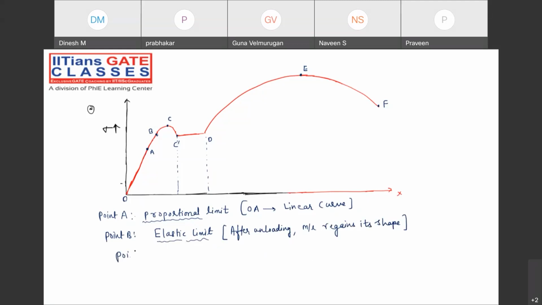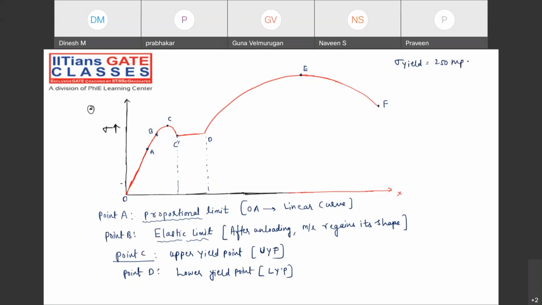Then what about the point C? Upper yield point. We say upper yield point. What about point D? We call lower yield point. Now tell me, in our design purpose, this I'm calling upper yield point and this lower yield point. Suppose anywhere it is written sigma yield value, 250 megapascal, suppose that for mild steel. Anywhere you find in the textbook, it is written as 250 megapascal. That value is this point C value, or this particular C dash point value.